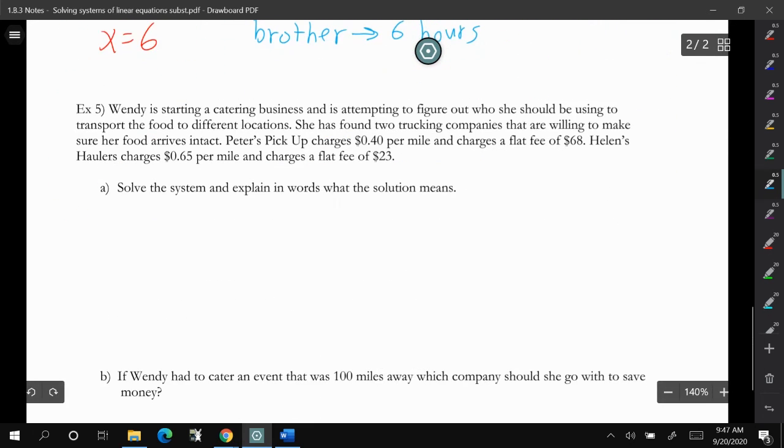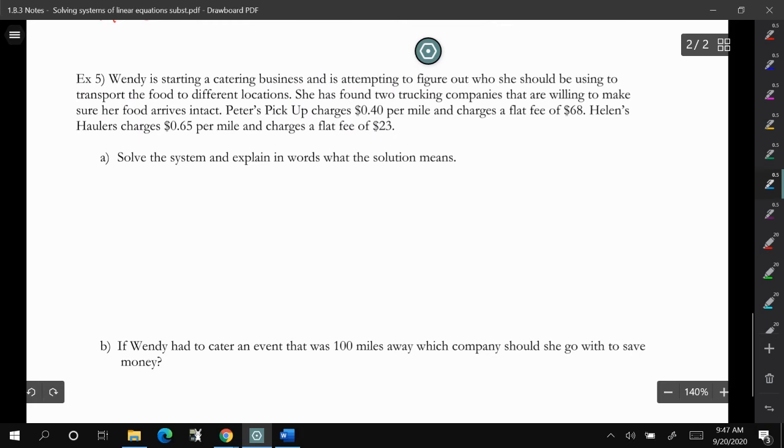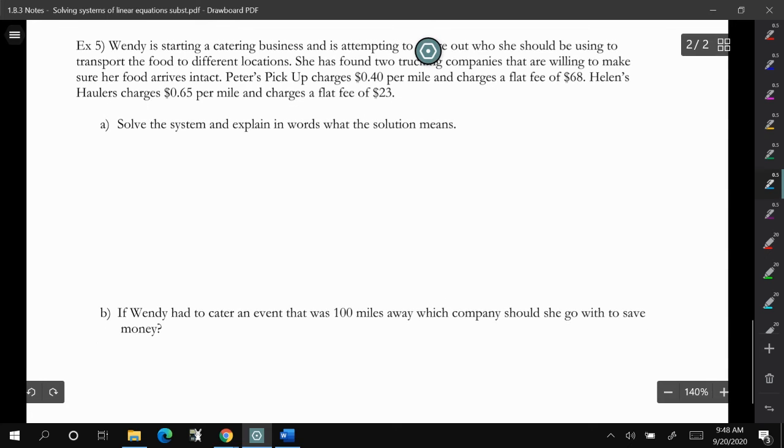Then example 5 says Wendy's is starting a catering business and is attempting to figure out who she should be using to transport the food to different locations. She found 2 trucking companies that are willing to make sure her food arrives intact. Peter's Pickup charges 40 cents per mile and charges a flat fee of $68. Helen's Haulers charges 65 cents per mile and charges a flat fee of $23. So solve the system and explain in words what the solution means.